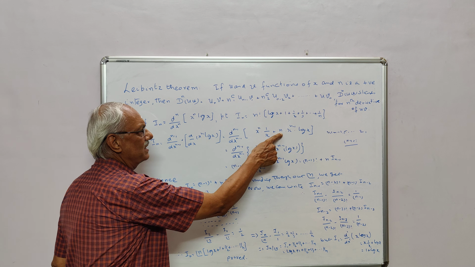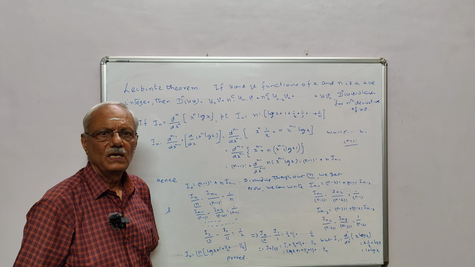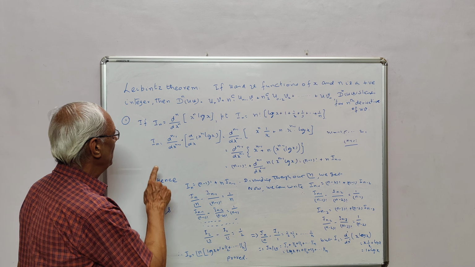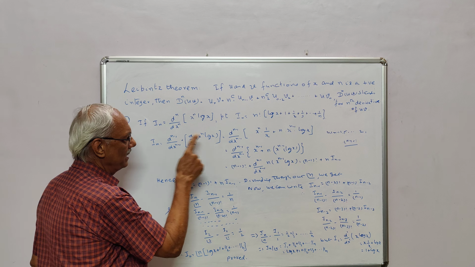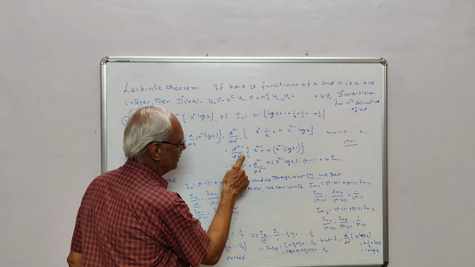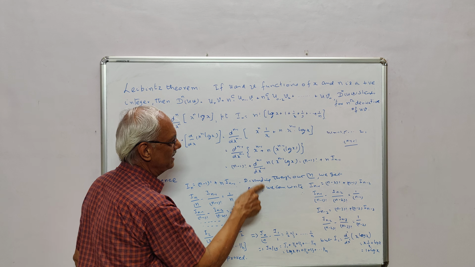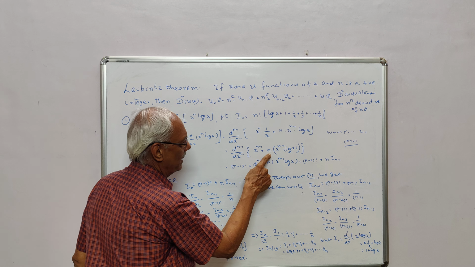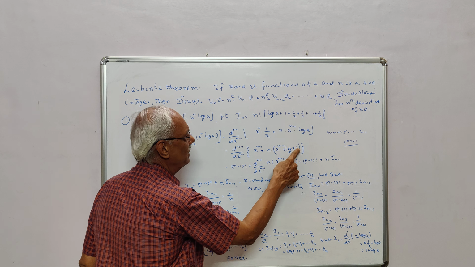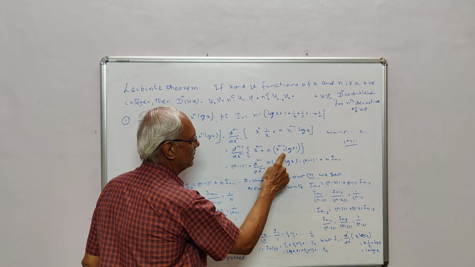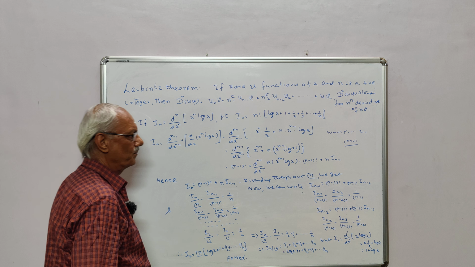So the nth derivative of x to the power of n is n into x to the power of n minus 1 into log x. So what is it that we have got here? I_n is equal to d to the power of n minus 1 divided by dx to the power of n minus 1. This x to the power of n divided by x is nothing but x to the power of n minus 1, plus n into x to the power of n minus 1 into log x.